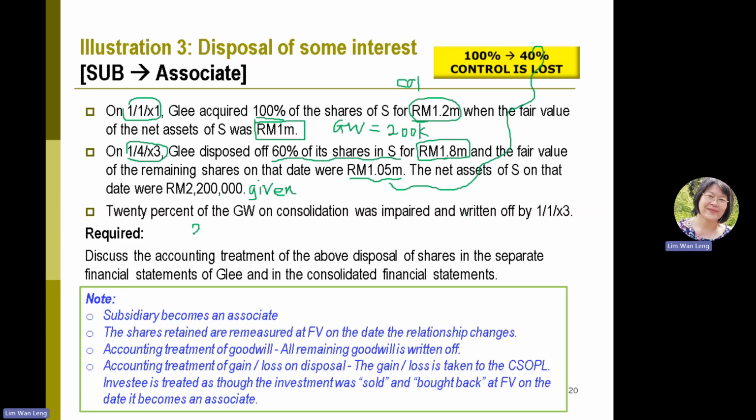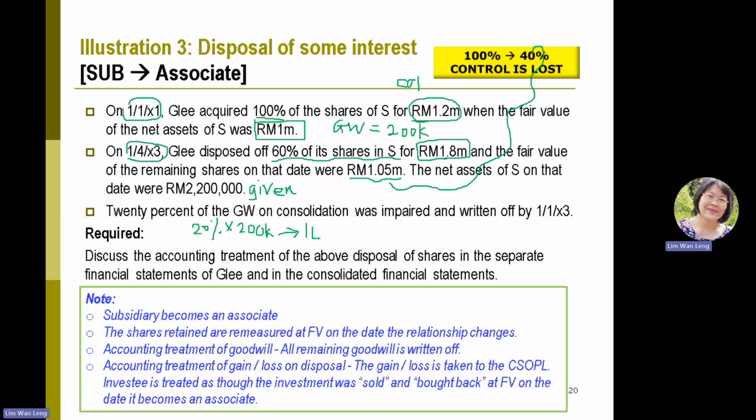So 20% of your 200. That is your impairment loss. So they ask you to discuss the accounting treatment. So if you still need to copy those that are in blue, next time I must put down what it is that I erased.